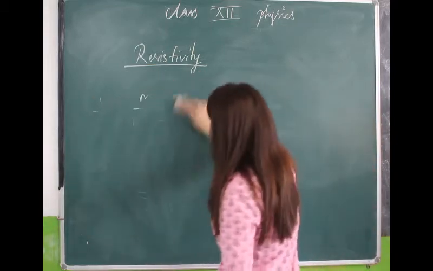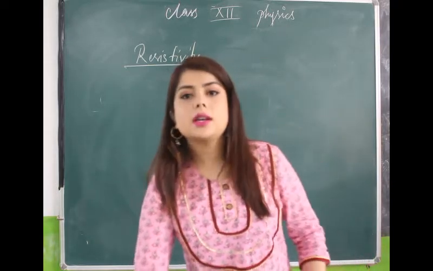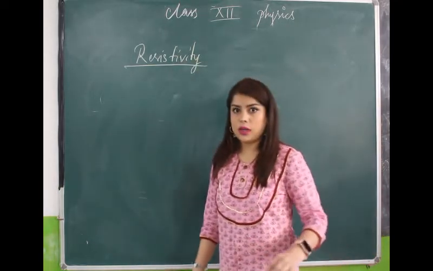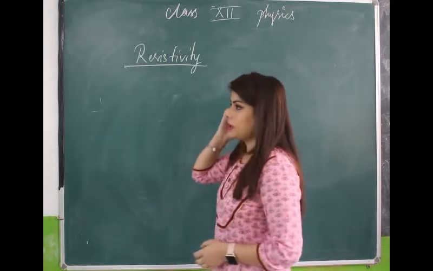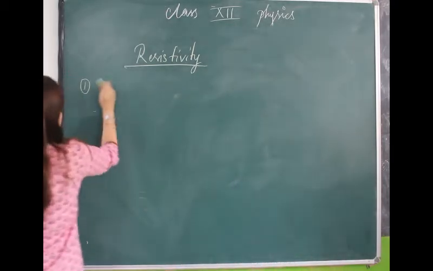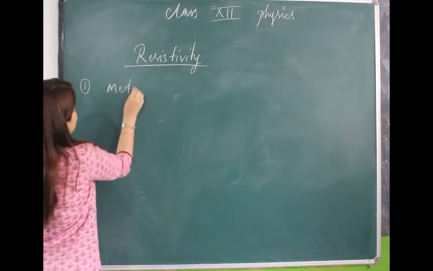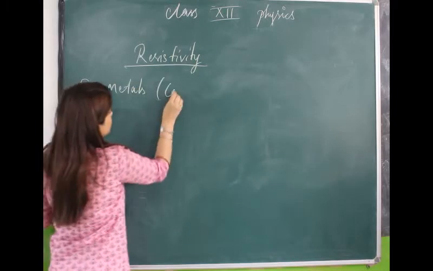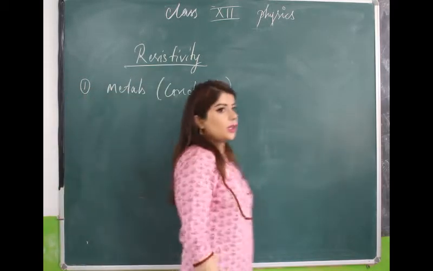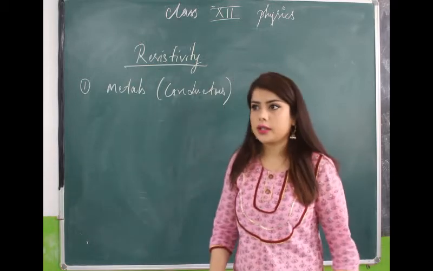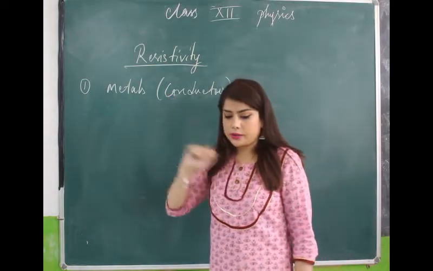Temperature has a different effect on resistance, and it has a different effect on different types of substances. So we'll talk about resistivity. First, we'll talk about metals, which are the conductors. In an electrical circuit, we are mainly focused on metals, which are conductors.